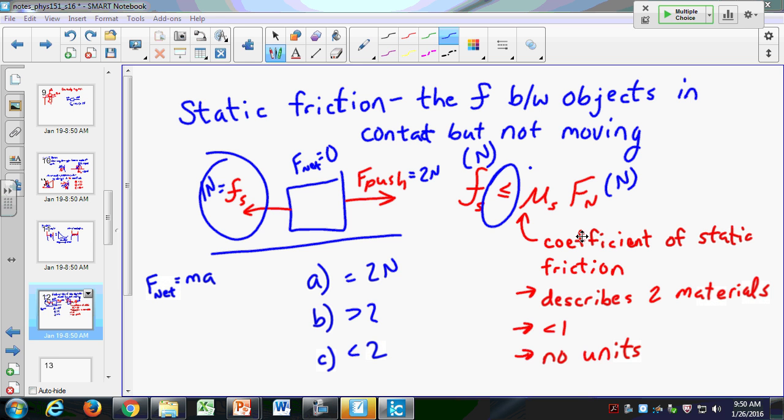Okay, so that's our static friction. Now, back to that inequality. I push on this with 1 newton of force, a quarter pound of force. A newton is about a quarter pound.